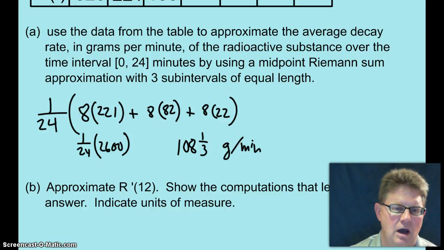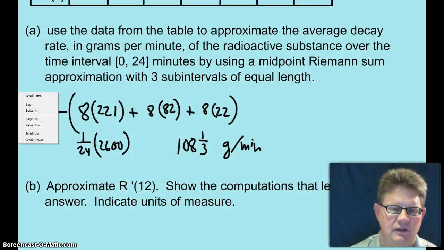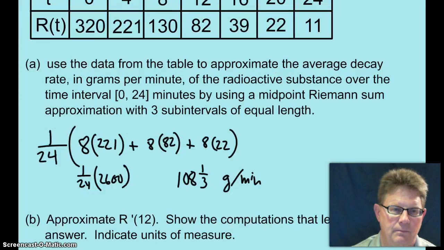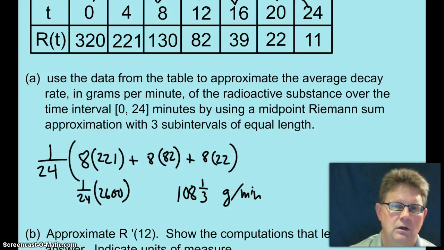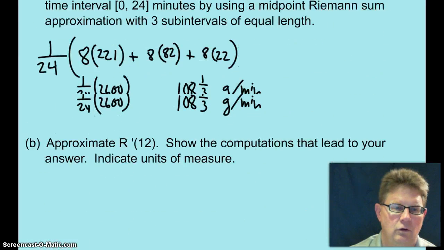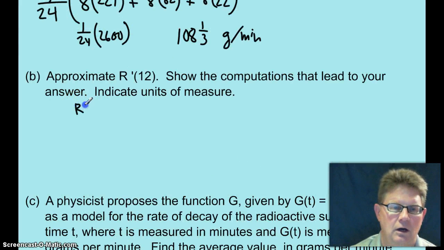Okay, approximate r prime of 12. Show computations that lead to your answer. Go back up. Look at 12. Okay, we're going to do r of 16 minus r of 8 all over 16 minus 8. That will give us an approximation for r prime of 12. So r prime of 12 is going to be r of 16 minus r of 8 all over 16 minus 8.